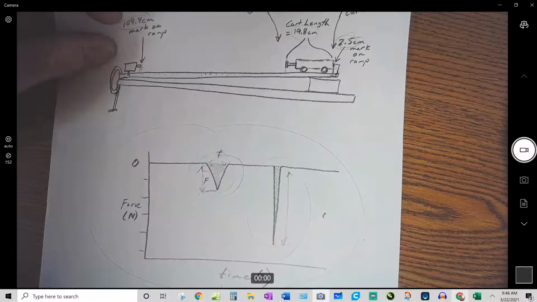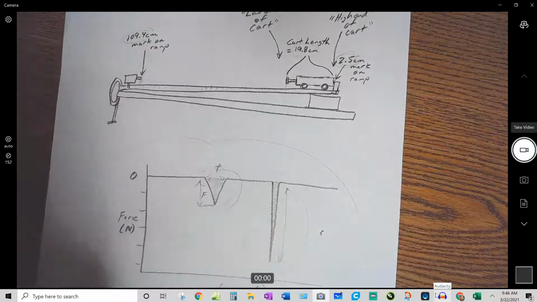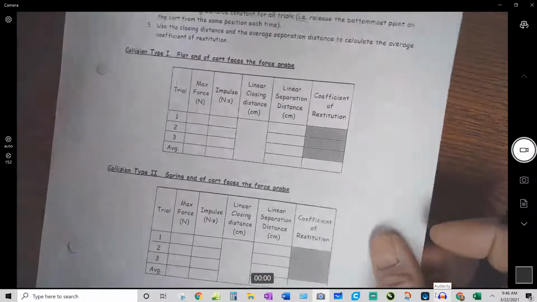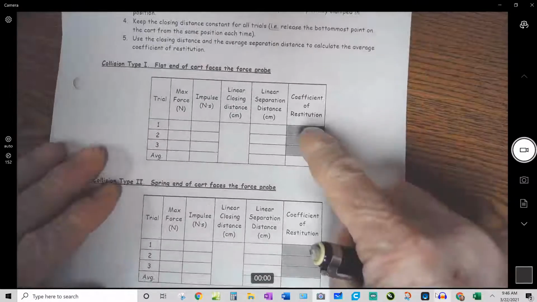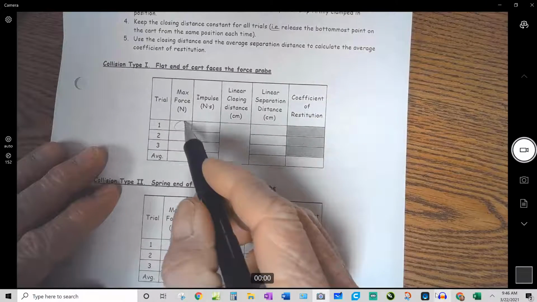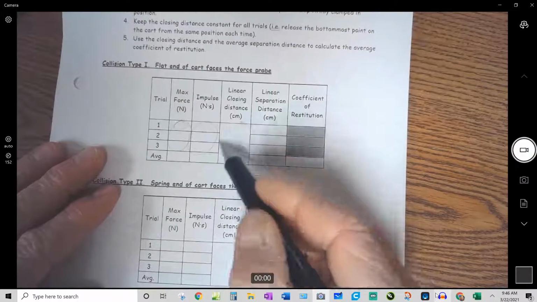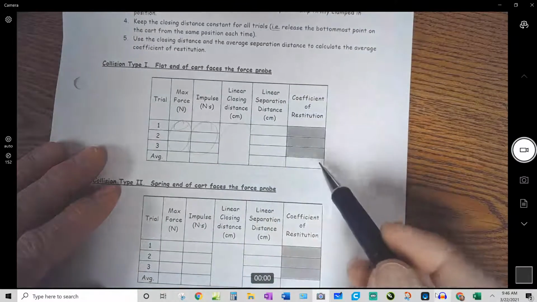You're going to be filling out your own data sheet that looks like this. I apologize that this is so dark here. So you can copy my data into these cells and these cells, but you're going to have to figure this out and this out on your own. Maybe I should say a little bit about that.